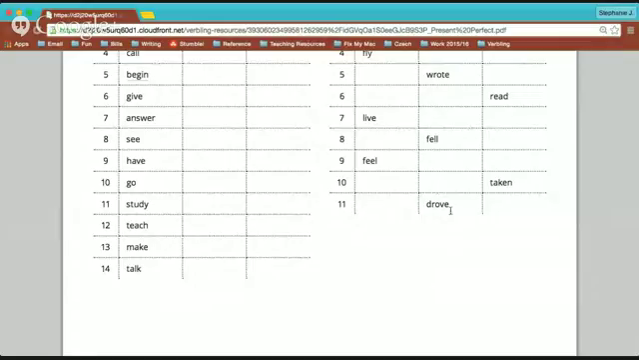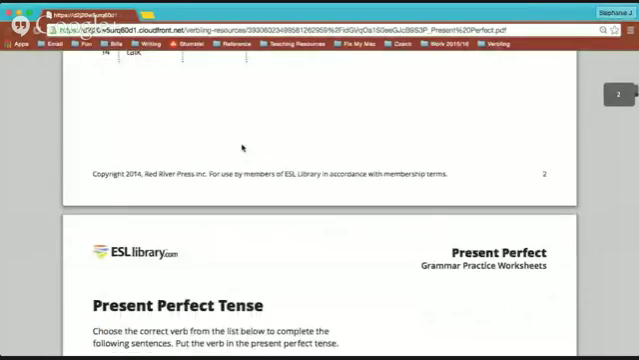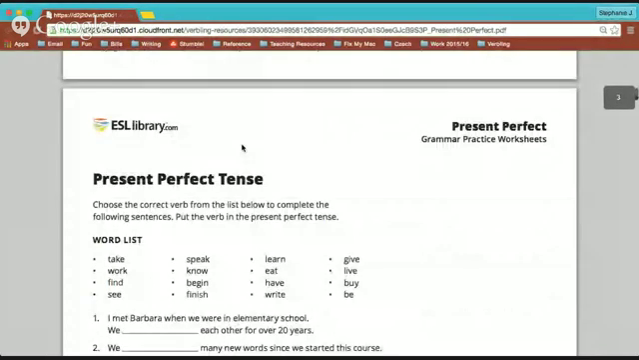Drive. Drove and driven. Yes. Driven, short I on that one. Excellent. Great. So that's our past participle chart. Very good work on that.